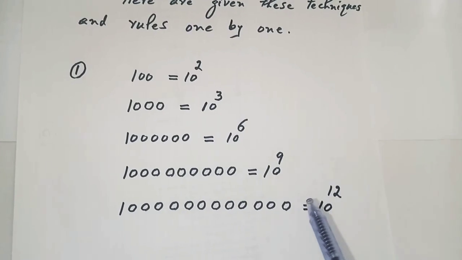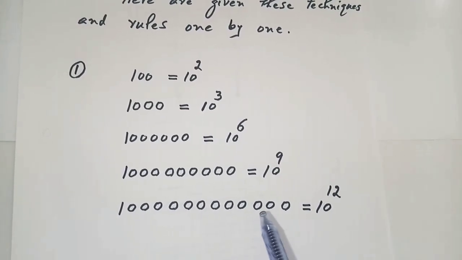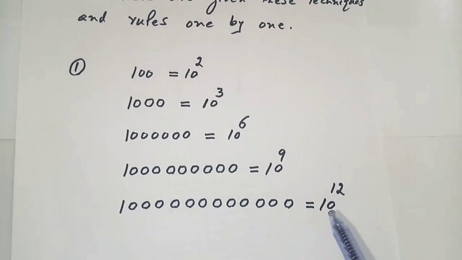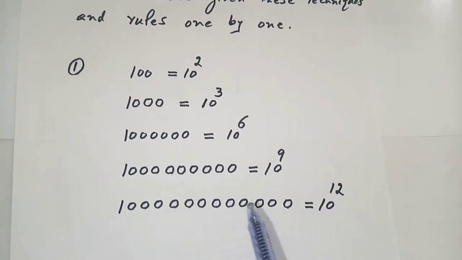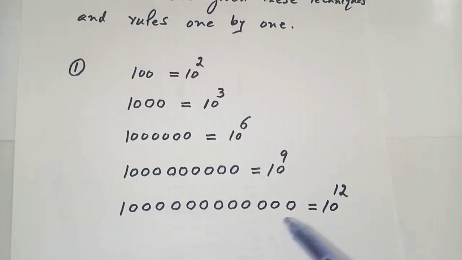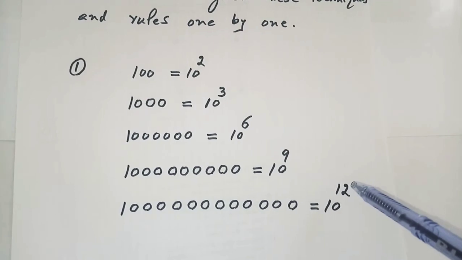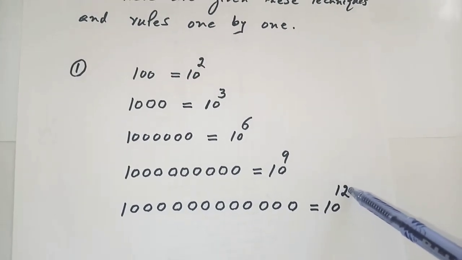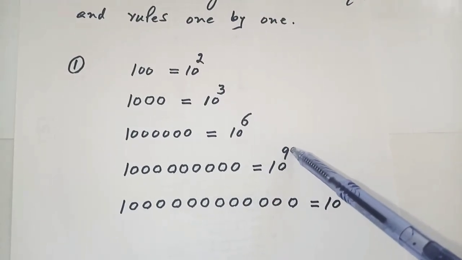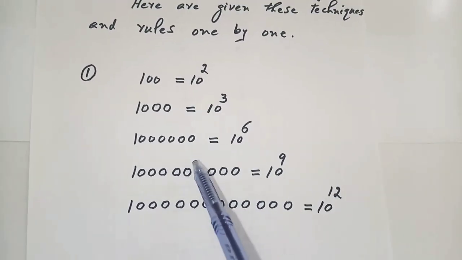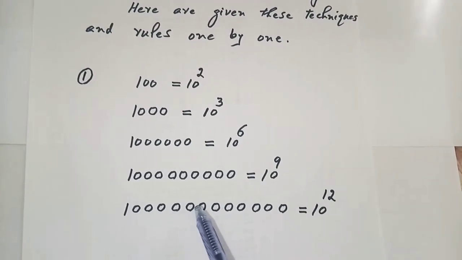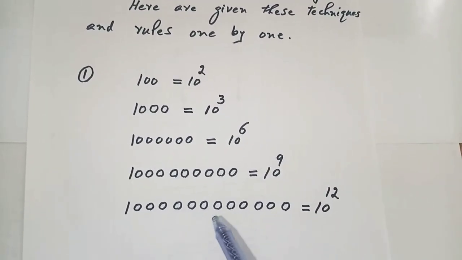So this is a power of 10. This is equal to what? 10 power 12, because here are 12 zeros. So the number of zeros is written in the power. This 12 shows the number of zeros, and this 9 shows the number of zeros. This is a technique which is used in different areas in physics, chemistry and other areas also.